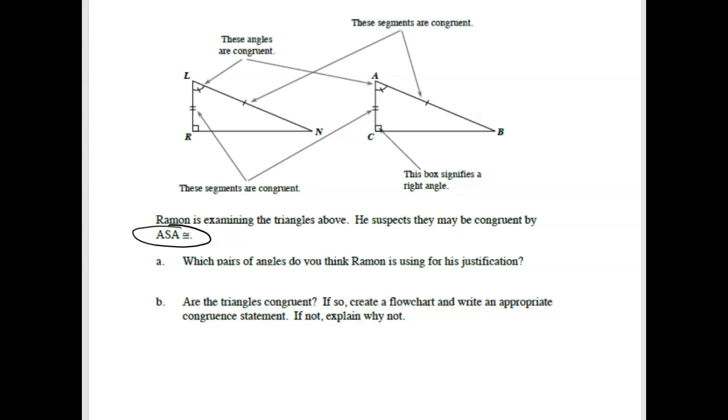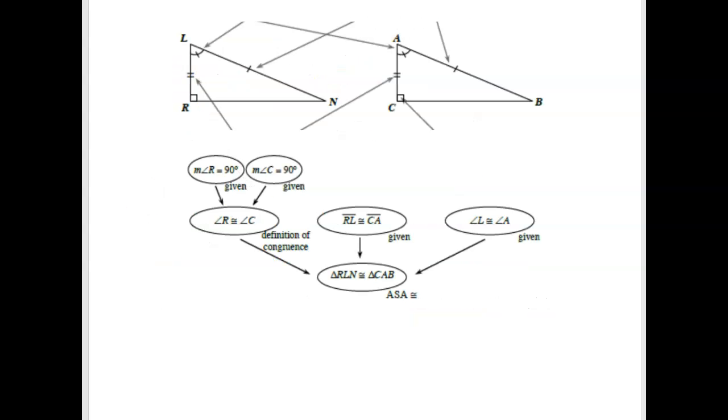Okay, so if we're coming back from pausing the video, this is what our flowchart should kind of look like. So we need to have 90 degrees, so we need to put that in there. We need to put these little tick marks in for our side length of LR and AC, and then we'll put this other angle of L and A. So this is kind of what it looks like, right?